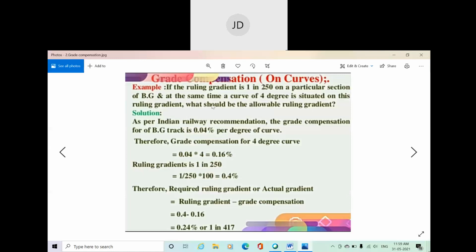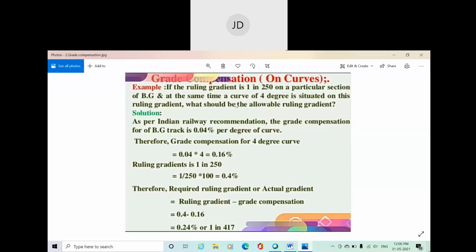Lastly, to make you understand better, here you can see one numerical as well. In this numerical, you need to find out the allowable ruling gradient after grade compensation in a curve. So there is a curve. The ruling gradient is 1 in 250, provided on a particular section of broad gauge railway track.